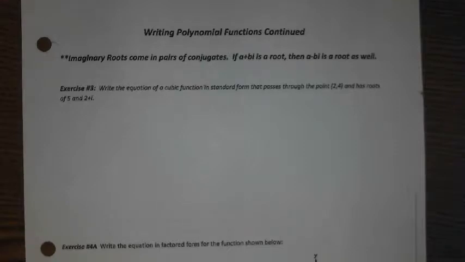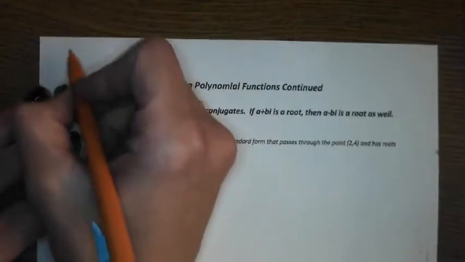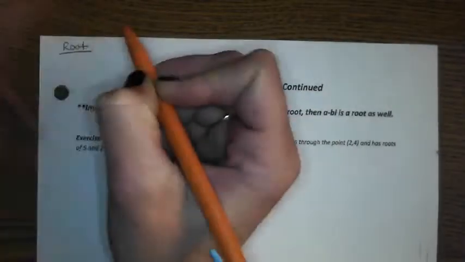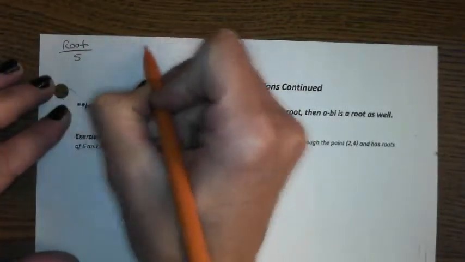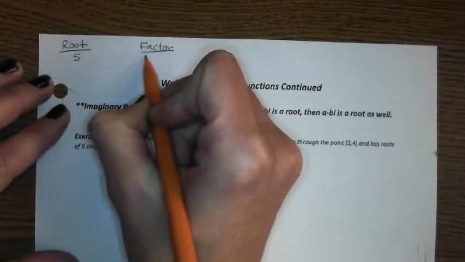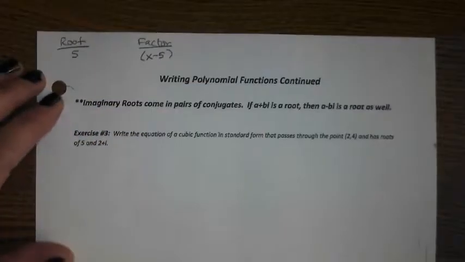Because now we're going to write equations of polynomials that have imaginary roots, which is going to change up a little bit about what we do. Let me ask you this first at the top. If you have a root at 5, what's the factor? X minus 5. We're all pretty good with that, okay?